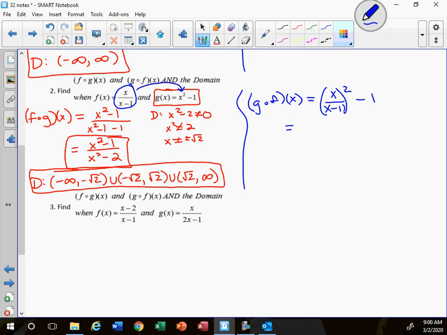All right, so when you square a fraction, you're squaring numerator and denominator. So numerator is going to just be x squared. What is that denominator going to turn into? Go ahead, Katie. Yes, x squared minus 2x plus 1. And then I still have this minus 1 over here.